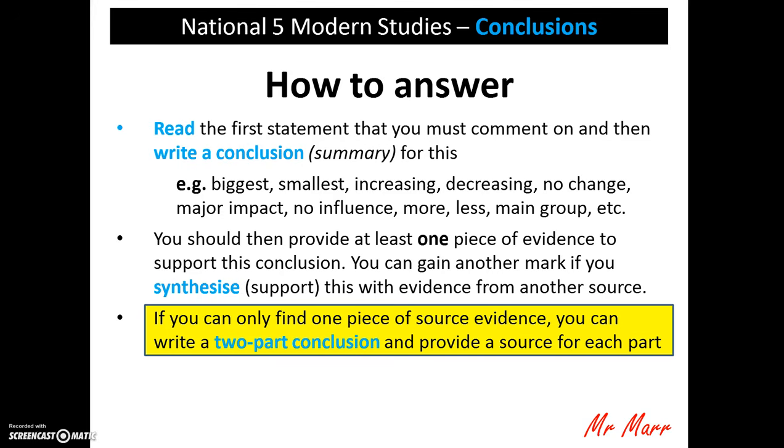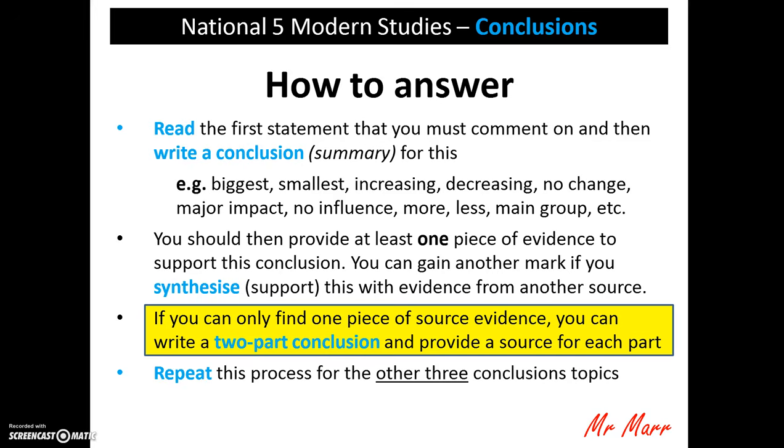If you can only find 1 piece of source evidence that supports your conclusion, you can write a 2-part conclusion and then provide a piece of source evidence that supports each part of this. You should then repeat this process for the other 3 conclusions topics. Doing so will enable you to gain the full marks. Remember, don't repeat evidence. Once you've used the fact from a source, you shouldn't keep going back to this as part of your work.